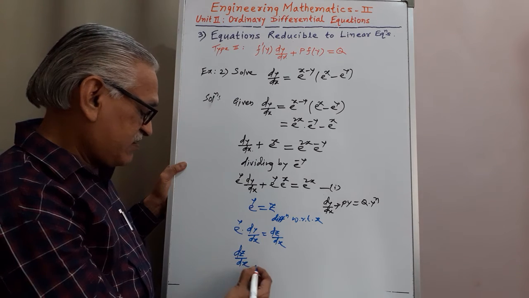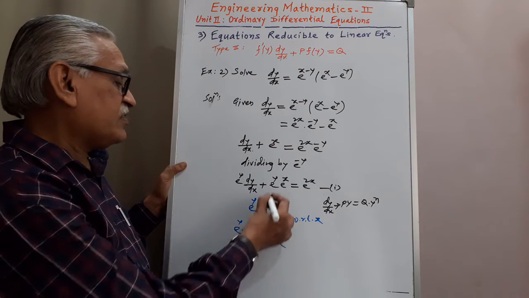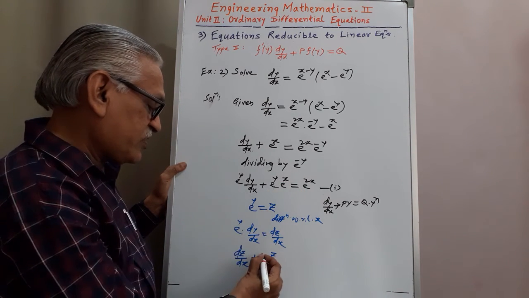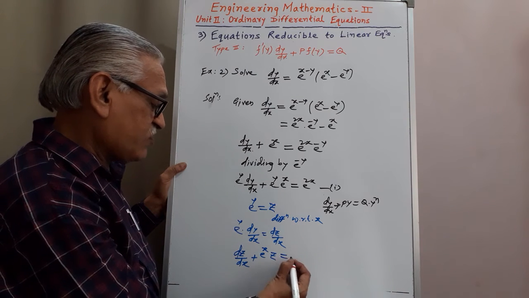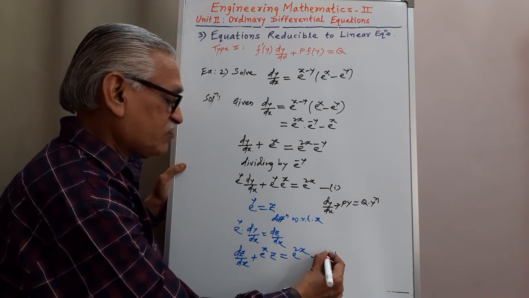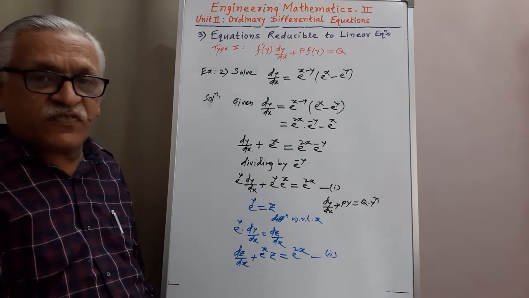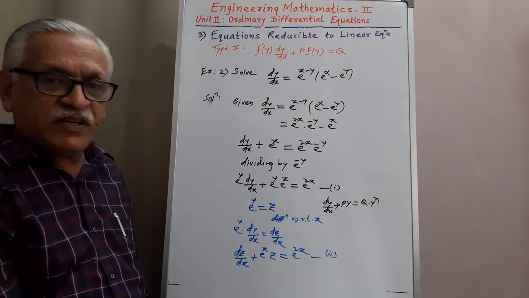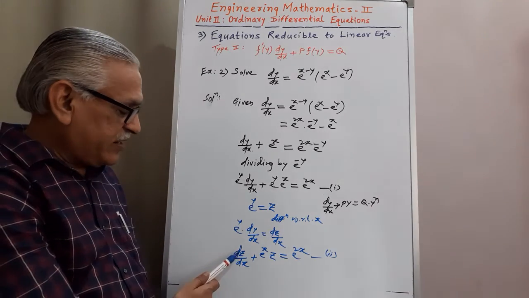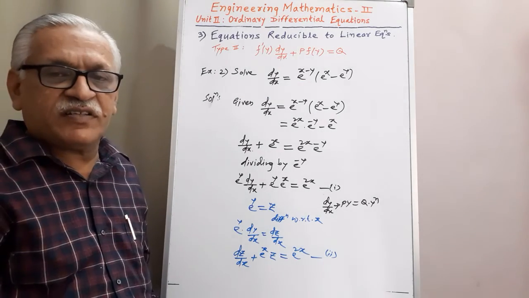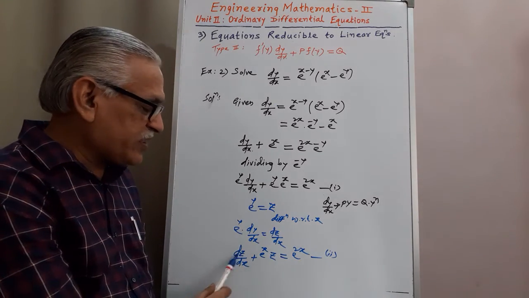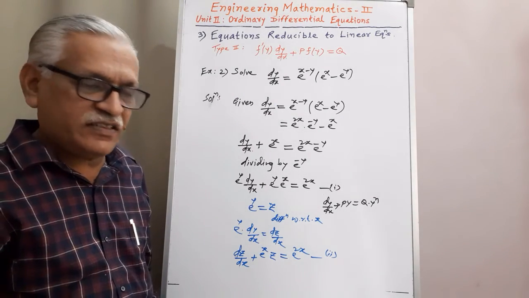dz by dx plus e raised to y, which is z, into this e raised to x is equal to e raised to 2x, equation number 2. In this differential equation 2, z is the dependent variable, x is independent. The degree of z is 1 and the degree of dz by dx is also 1, meaning that the first condition of that definition is true, and not multiplied together, meaning it is linear in z.